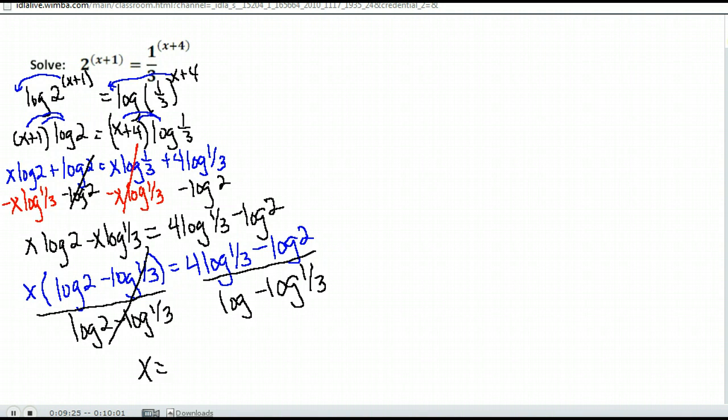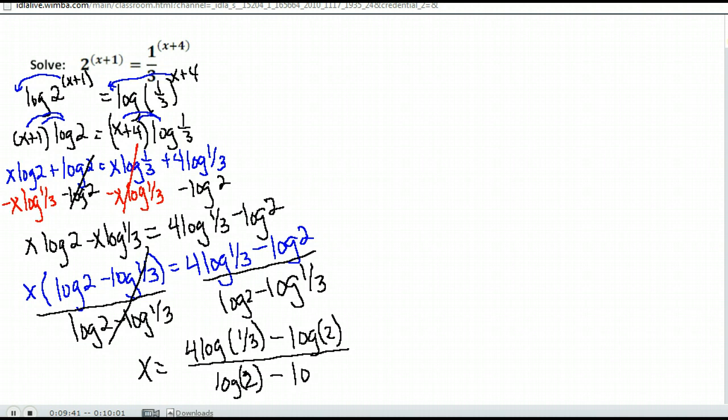Our answer is x equals 4 times the log of 1/3 minus the log of 2 over log 2 minus the log of 1/3. And there we have our answer. It doesn't look real simplified, but that would be our exact answer in logarithmic terms. If we wanted to write the answer as a decimal, like I said, you would just take out your calculator and figure out what that decimal number would be.